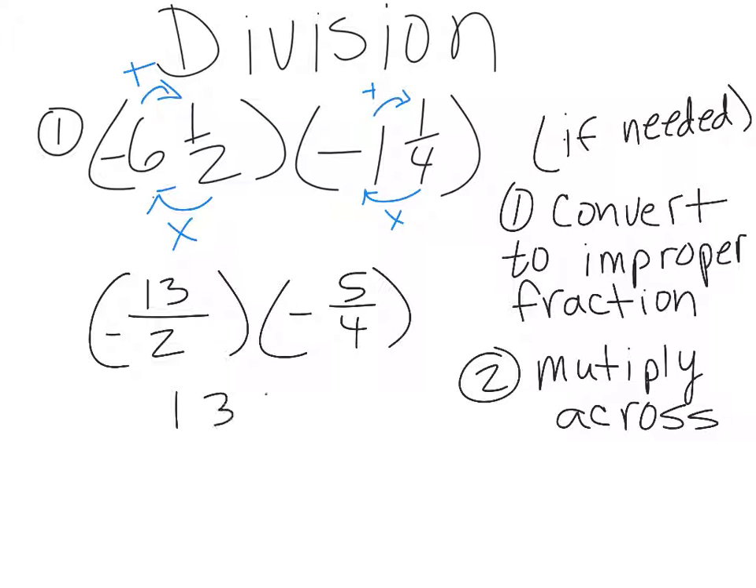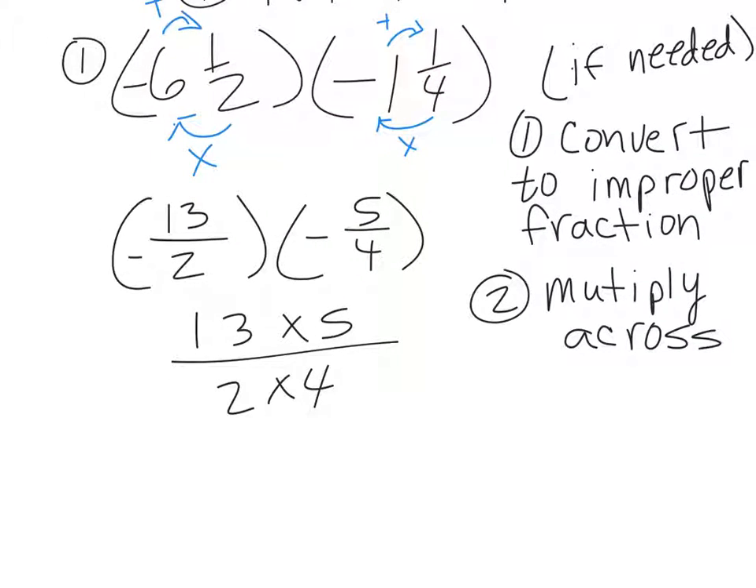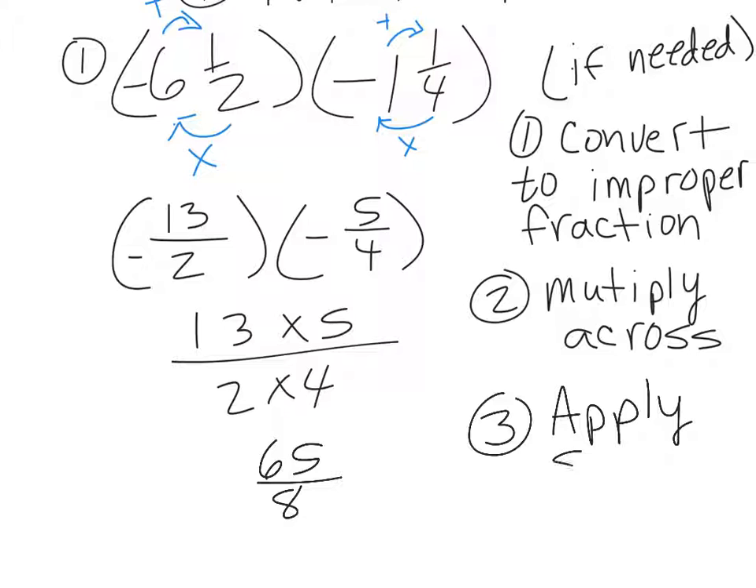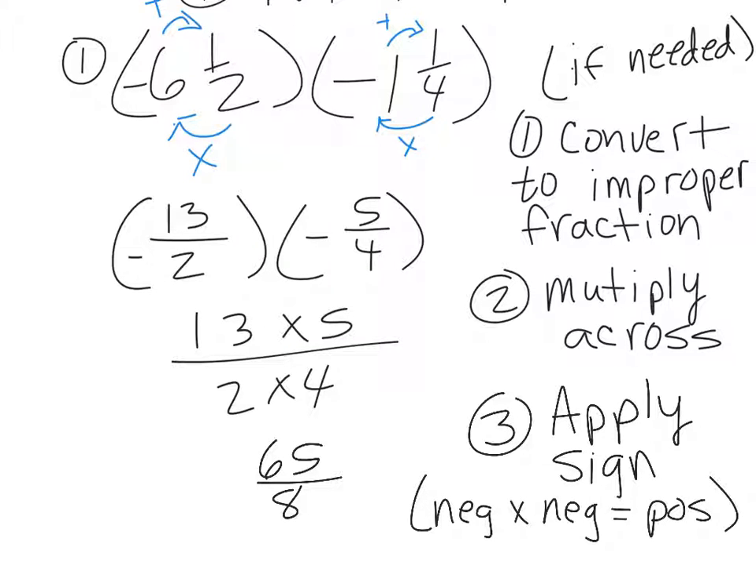So we're going to do 13 times 5. We're going to do 2 times 4. This one's the easy one. Somebody better check me, though, and make sure I multiply correctly today, because you know how I am first thing in the morning. So I believe that's going to be 65 over 8. And then, of course, we need to apply the sign. So we revert back to those integer rules. In this case, we've got a negative times a negative, so that is going to give us a positive. I don't need to do anything else with that.